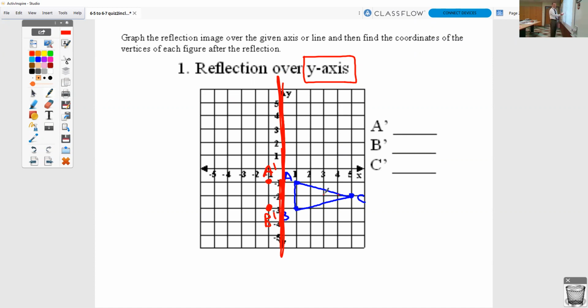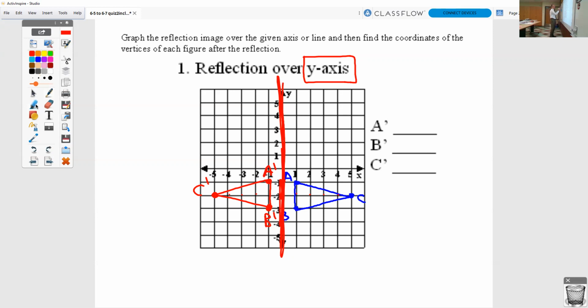C is 1, 2, 3, 4, 5 places to the line. 1, 2, 3, 4, 5 places away from the line. That's C prime. Connect your dots. You have that same size triangle, the same shape of triangle. It's just that flipped opposite mirror image.